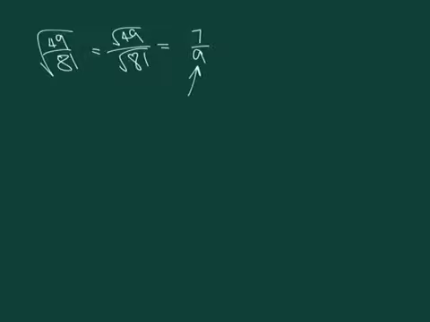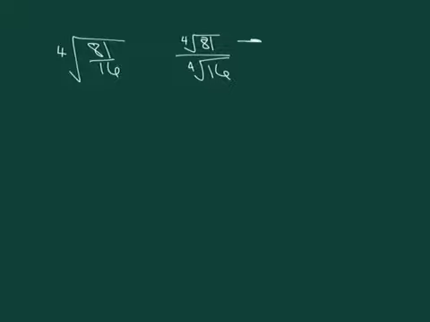When you have one as miserable as number 8, because we've got a fourth root, that equals the fourth root of 81 over the fourth root of 16. So what number multiplied by itself 4 times gives you 81? What number multiplied by itself 4 times gives you 16? Okay, and you're done.